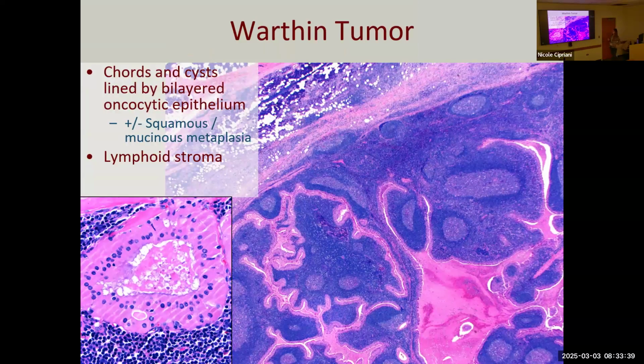You will generally see something that almost on low power is going to look like a lymph node, but really it's in the context of these dilated glands lined by this oncocytic epithelium. So really in these tumors, there's not generally any risk of malignant transformation, again, because they're probably not even neoplastic to begin with.